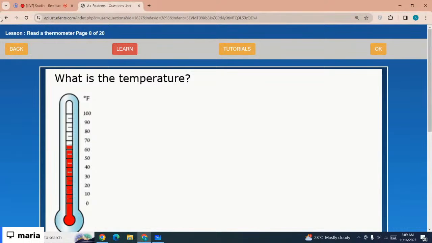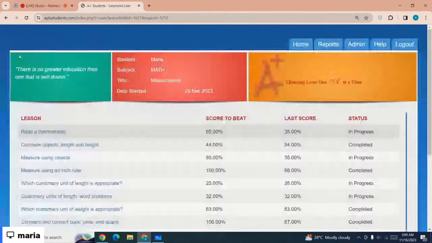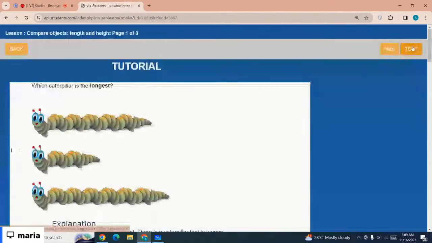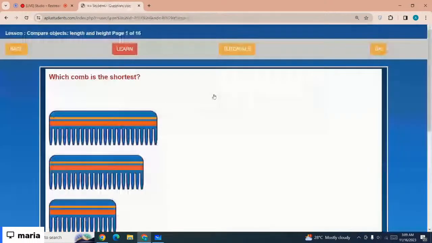The next lesson is compare objects length and height. We're going to compare the length and height of different objects. We are given the pictures, and you can compare them. So let's start with the first example.